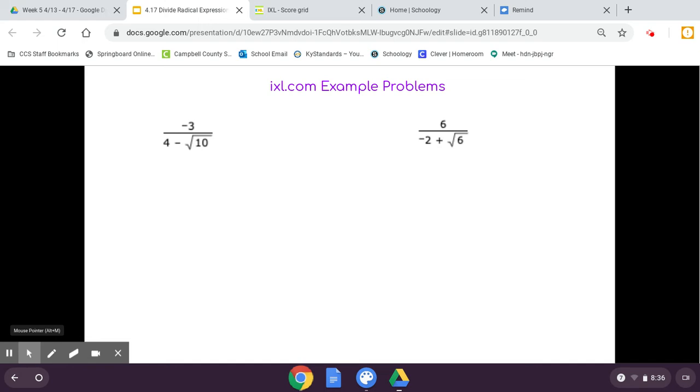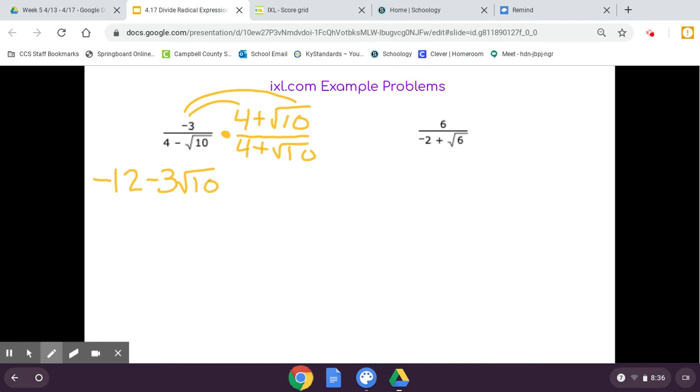All right, here's a couple more problems here for us. So again, you can't do anything to simplify this until we rationalize our denominator. So it's plus instead of a minus. Okay, so let's go ahead and multiply. So we have negative 12 minus 3 square root of 10. And then we'll multiply the denominator, 16 minus the square root of 100. Okay, so we're going to leave this alone, our numerator. And then 16 minus, we should know that this is 10, gives us 6.